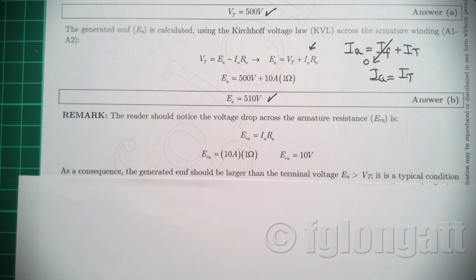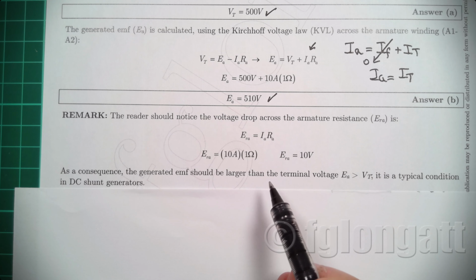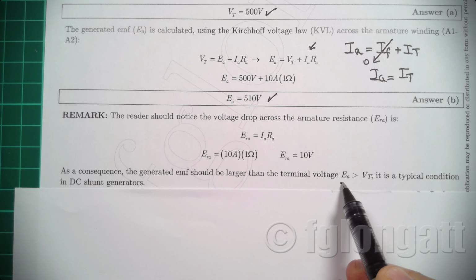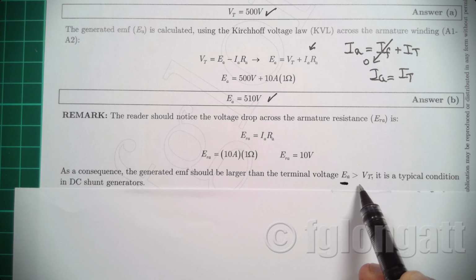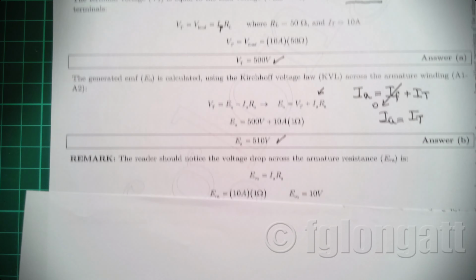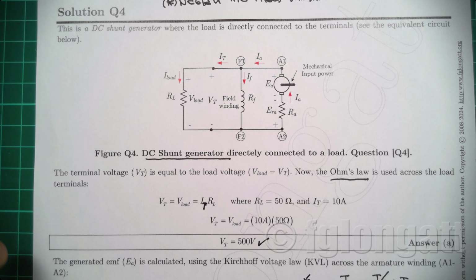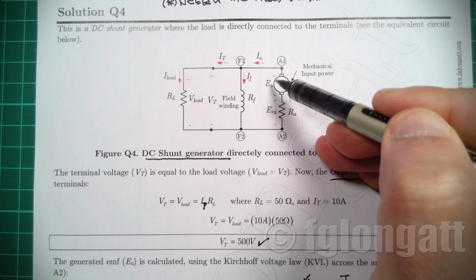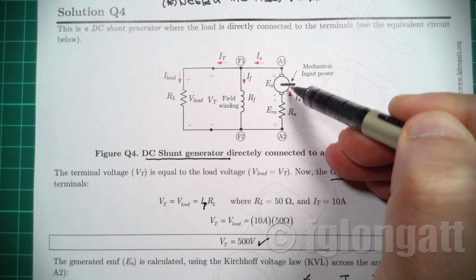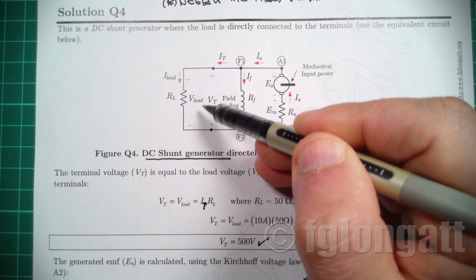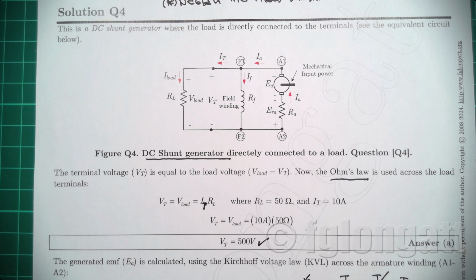So always, if we are working with a DC shunt generator, the voltage at the armature should be larger than the terminal voltage. In other words, always when we are working with a DC shunt generator, this voltage, that is the induced voltage, should be larger than the terminal voltage.